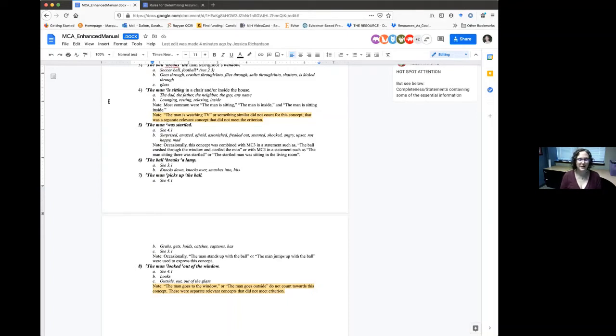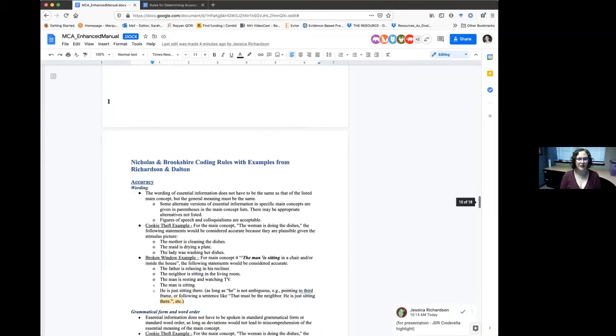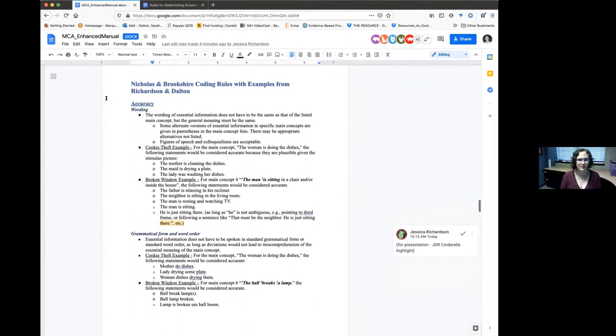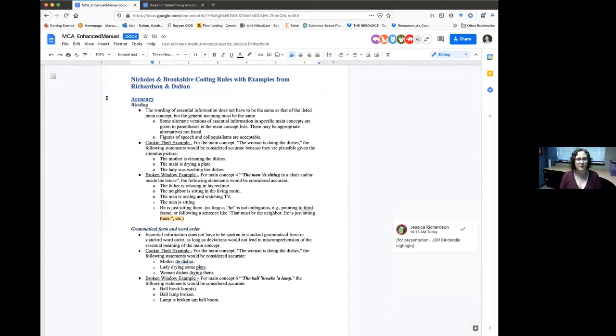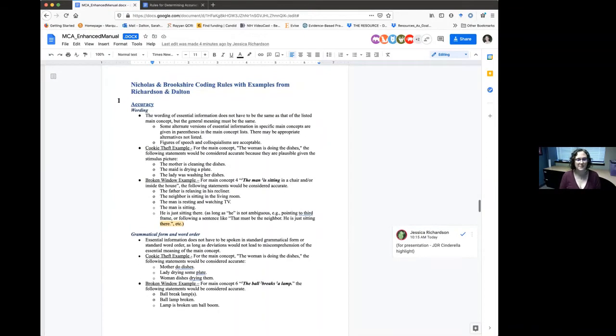Okay, so let's dive into our coding rules. That's where we're going to spend the bulk of our time. So the Nicholas and Berkshire coding rules start with rules about determining the accuracy of main concepts. So we'll focus first on accuracy. And their first rule is about the wording of an utterance. And the rule is that essential information in a main concept does not have to be exactly the same as that listed for the main concept, but the general meaning has to be the same.